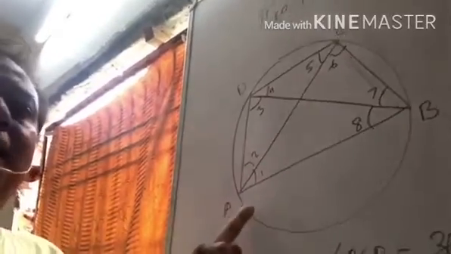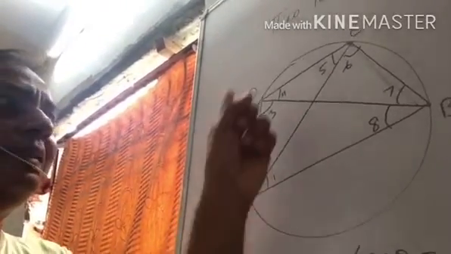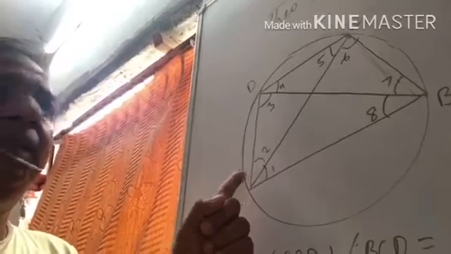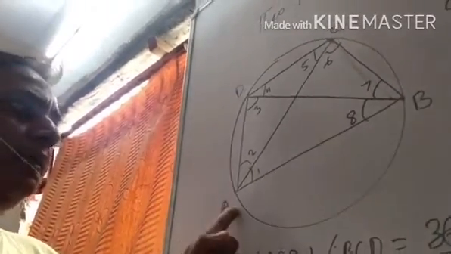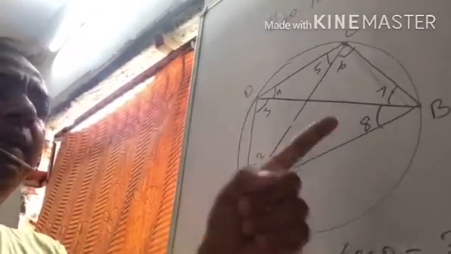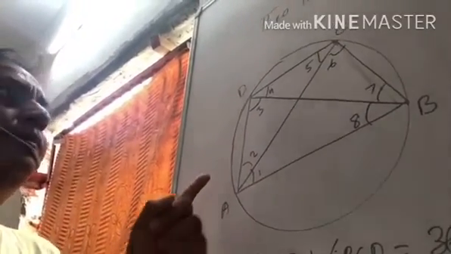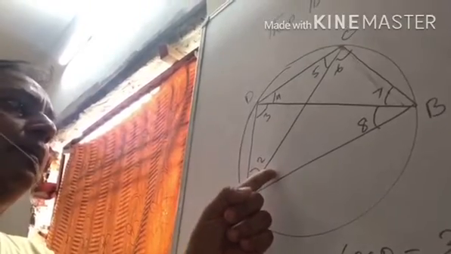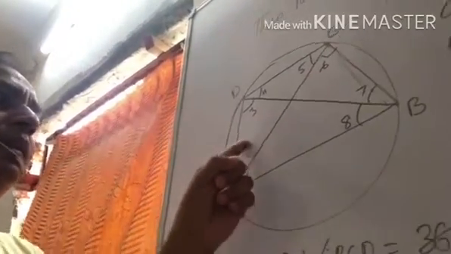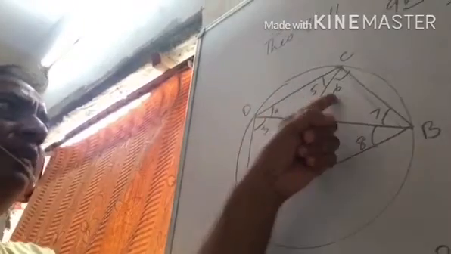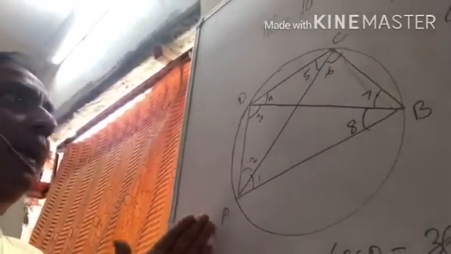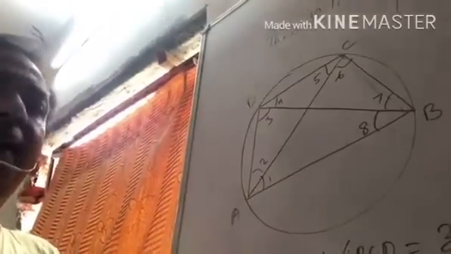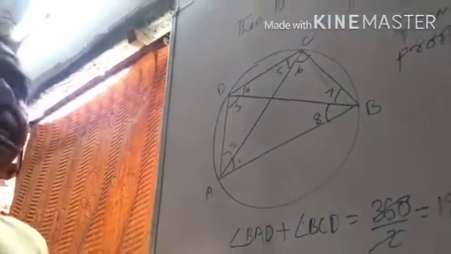This is a circle and the quadrilateral is in the circle, and all the vertices of the quadrilateral must lie on the circle. Then join the diagonals of the quadrilateral. We get 8 angles: angle 1, 2, 3, 4, 5, 6, 7, 8. And we are proving angle A plus angle C is equal to 180 degrees and angle B plus angle D is equal to 180 degrees.